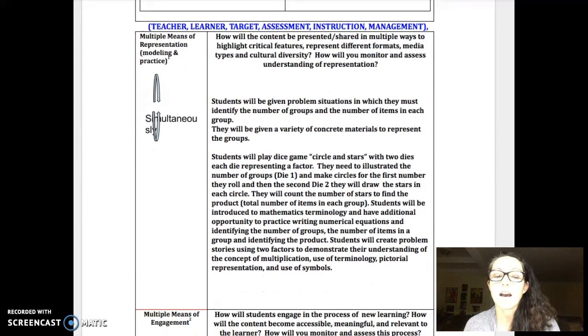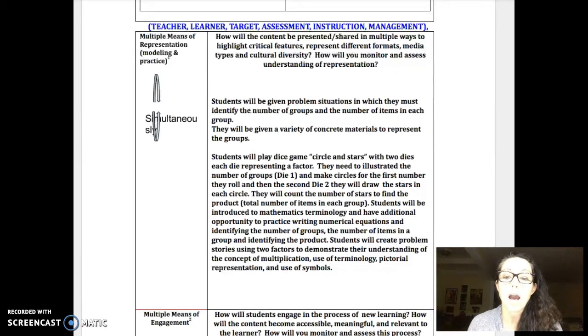And I will be using the UDL model, which is multiple means of representation, engagement, action, and expression. Now remember, in the UDL model, all of these three broad areas are happening simultaneously. So you don't need to write a separate lesson or a separate activity for each of these areas. They're going to be happening simultaneously.